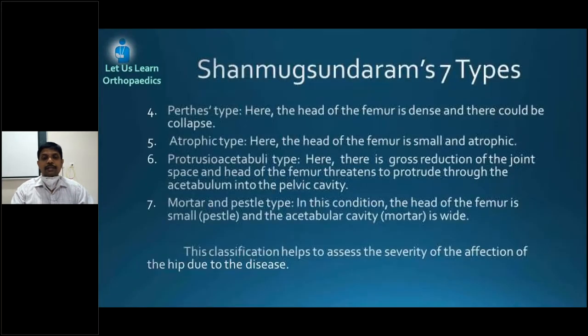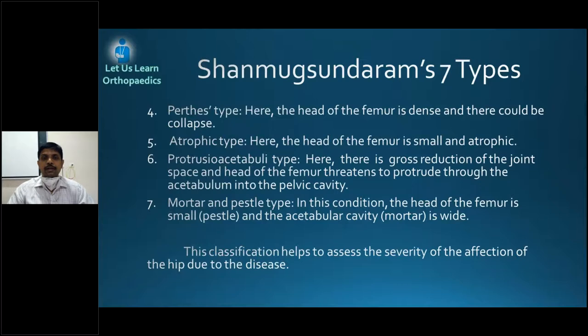And the final is the mortar and pestle. I have already talked about this. The head of the femur is small like the pestle and the acetabular cavity is very wide like a mortar. So it will be a small pestle inside the mortar, which is called the mortar and pestle type. This classification helps to assess the severity of infection of the hip due to the disease. All the stages, Perthes type, atrophic type, protrusion type, mortar and pestle type, wandering and dislocating type, are all advanced stages of tuberculosis.